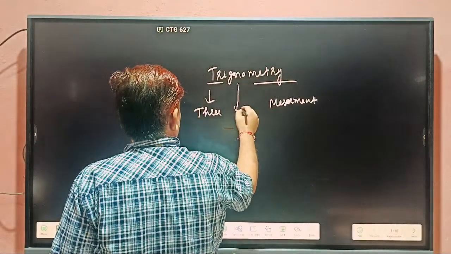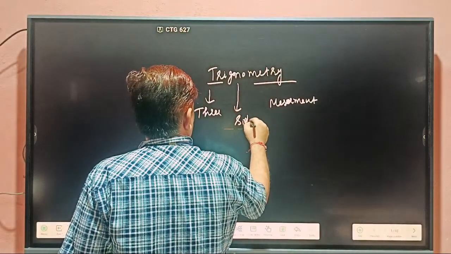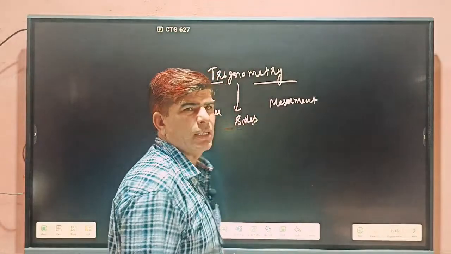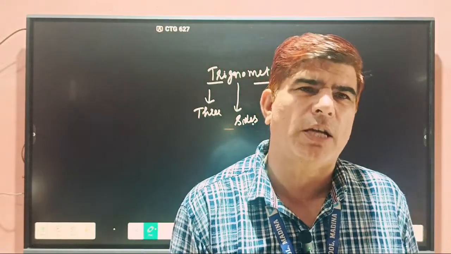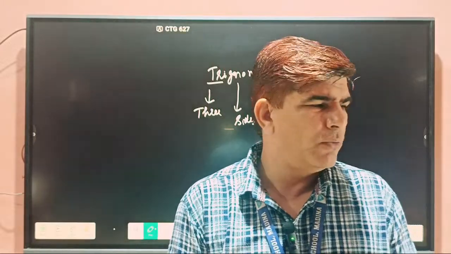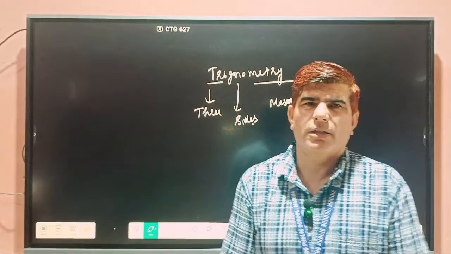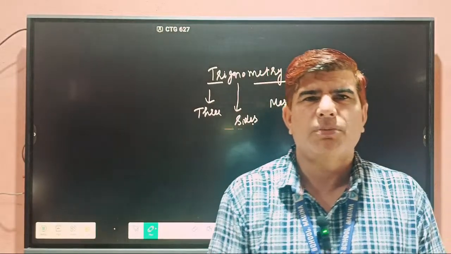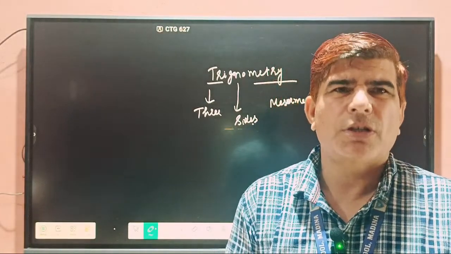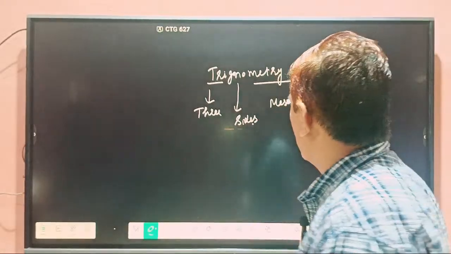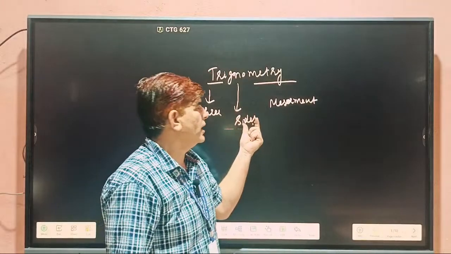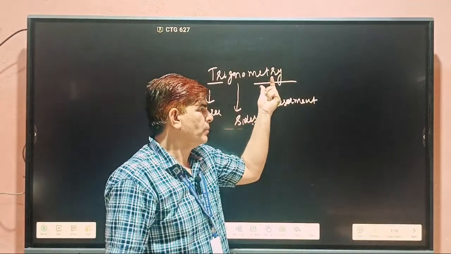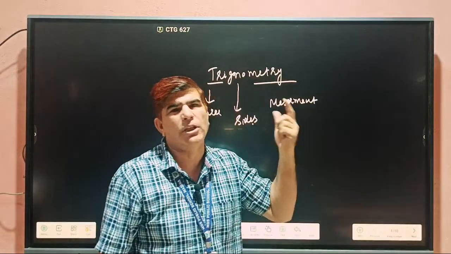What's the meaning of this third part? It means sides. So we will measure here 3 sides, and a closed figure having 3 sides is known as a triangle. So here we will read about triangles and we will discuss their properties. Again, I want to tell you: tri means 3, gon means sides, and metry means measurement of 3 sides.